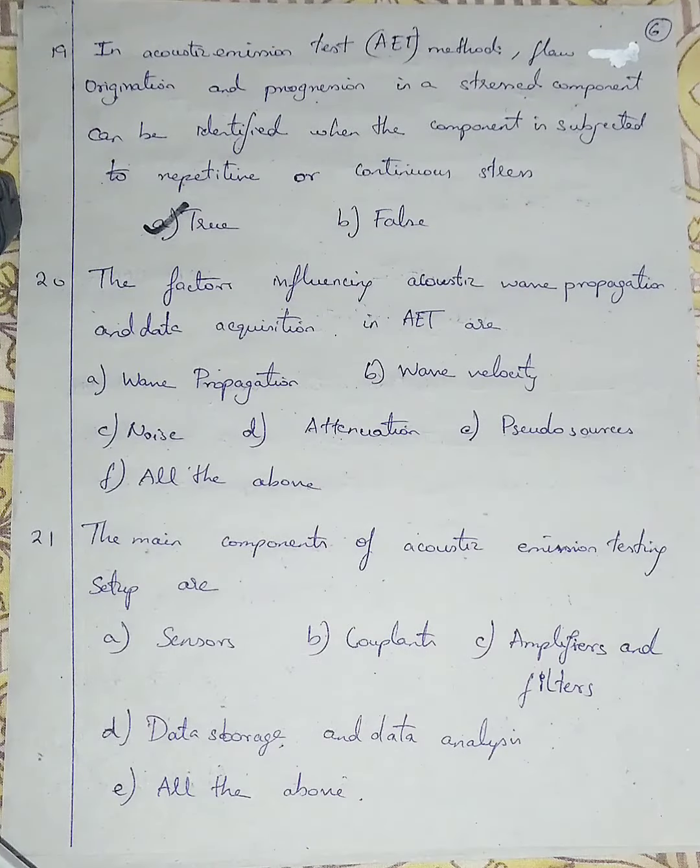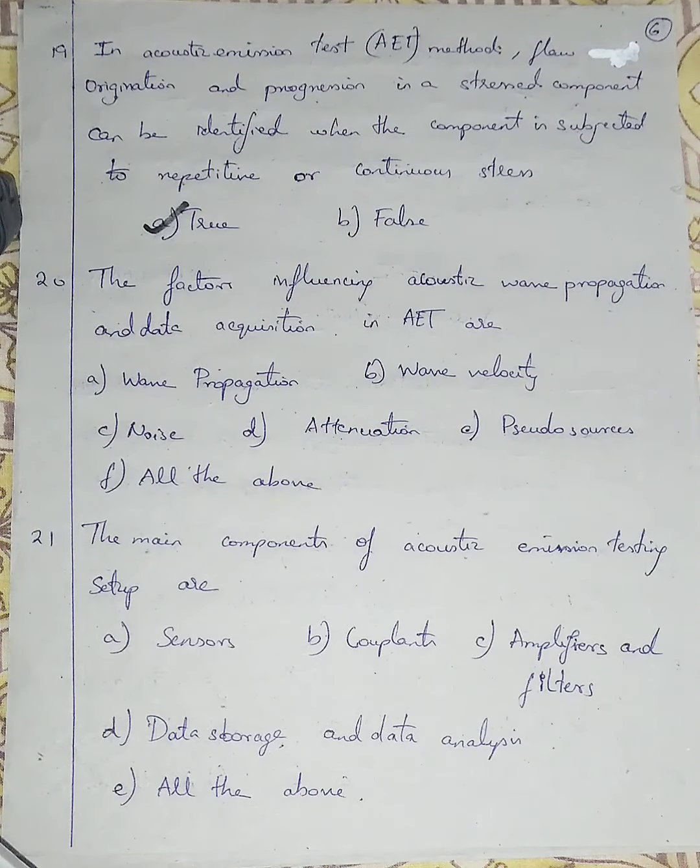Question number 20. The factors influencing acoustic wave propagation and data acquisition in AET are. What are the factors influencing acoustic wave propagation and data acquisition? The factors which influence how the wave moves, and how data is acquired in the AET process are wave propagation, wave velocity, noise, attenuation, pseudo sources. Option F is given as all the above.